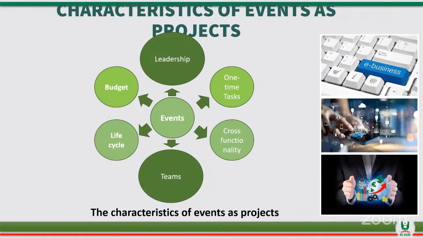Their functions are crossing. Then teams is a unique characteristic of an event as a project. There must be small teams here and there. Two of you be in charge of this, four of you be in charge of this, you and you be in charge of this, and so on and so forth. So it's important to understand the characteristics of events as projects.